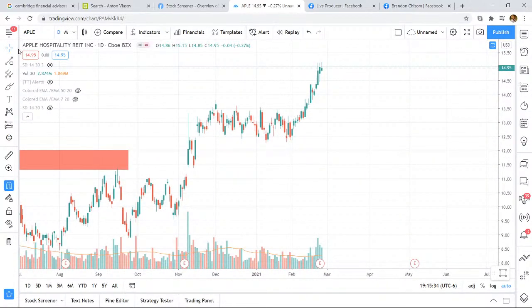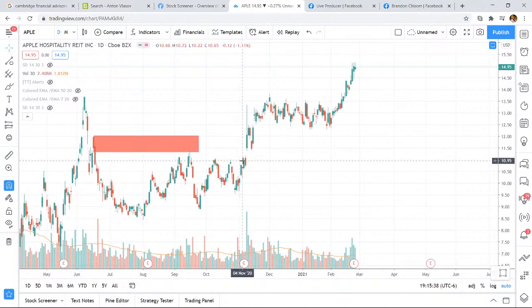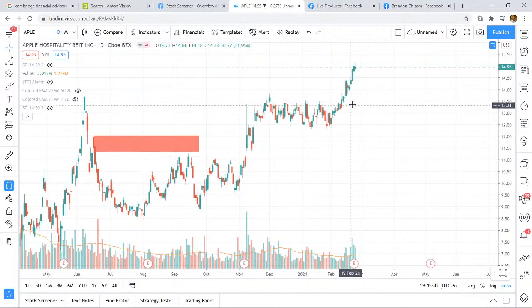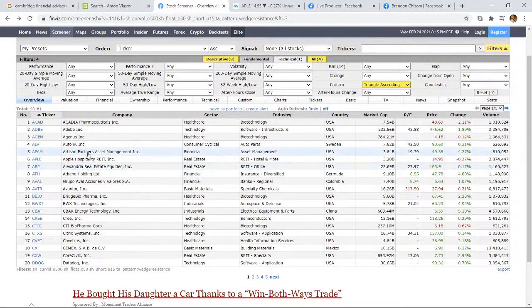So this, it's not the best ascending wedge or ascending triangle. I don't like that one. That one's more of a W pattern. Let's change.